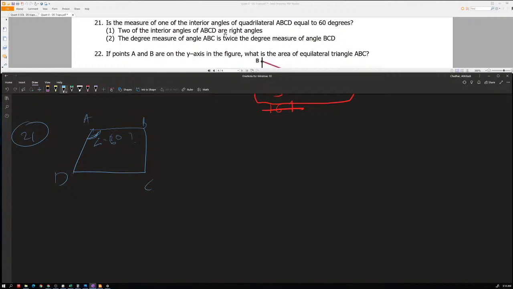Two interior angles of quadrilateral ABCD are right angles. So two of them are right angles. Suppose these two are right angles. Then what happens? This becomes 180 degrees, and in a quadrilateral it's totally 360 degrees. So it's possible that this is 90 degrees, 90 degrees, but this is 45 degrees. So that's okay.